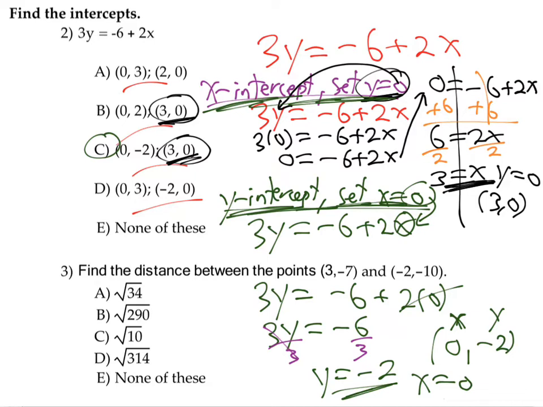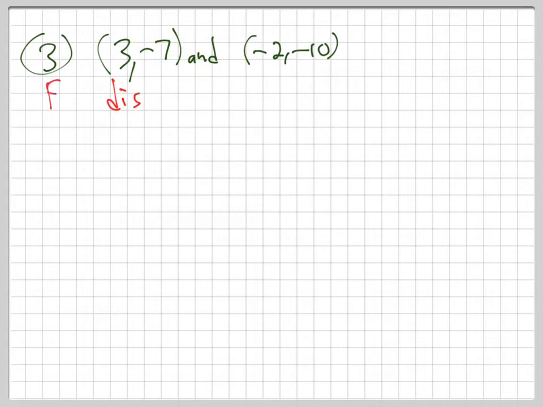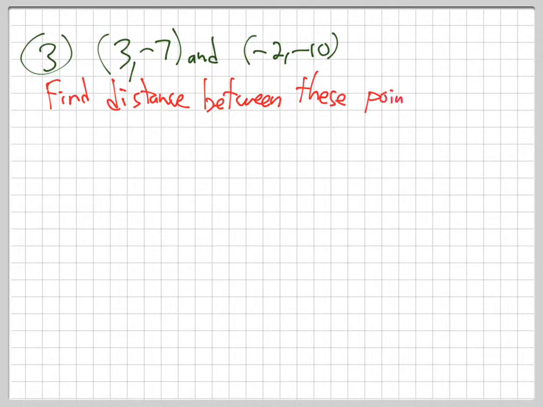Let's go to 3. Find the distance between the points 3, -7 and -2, -10. All right, so number 3. There it is. And what do they want? They want us to find the distance between those points. So it's all about having the distance formula. Anybody remember the distance formula?